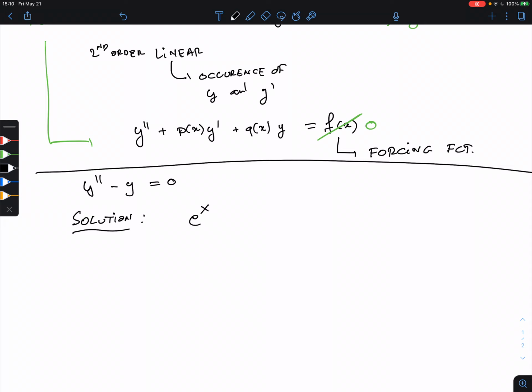Kind of not surprising. Once I say it, you say, oh yeah, of course. Why didn't I think of it? Because when you take derivatives of e to the x, nothing changes. So e to the x already satisfies this differential equation. A function can satisfy different differential equations. Be careful: the solution doesn't necessarily determine the differential equation.